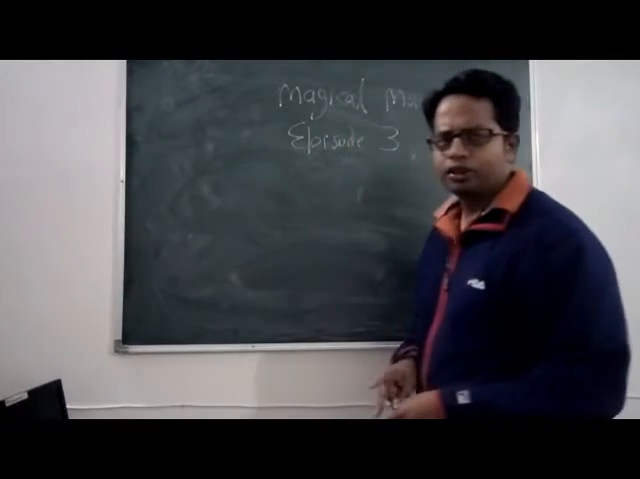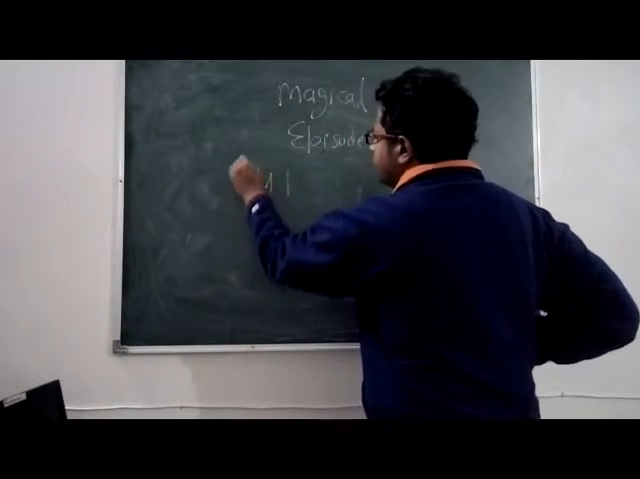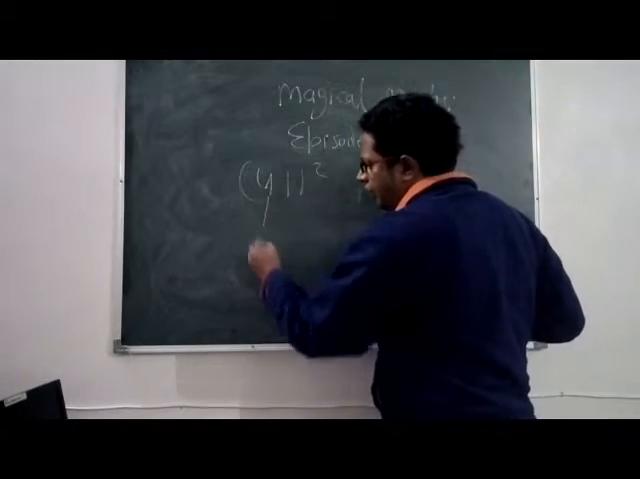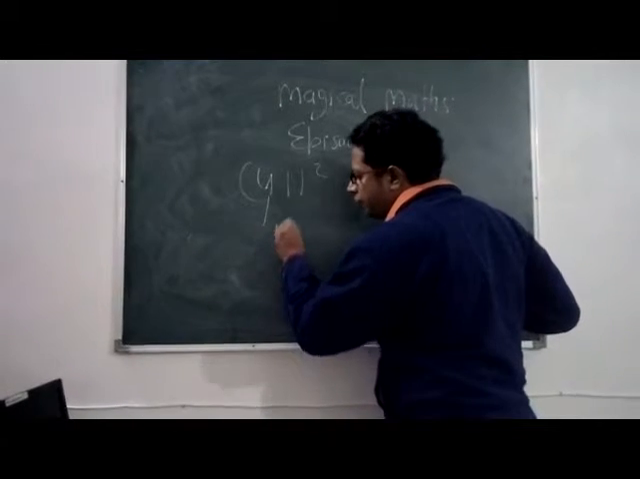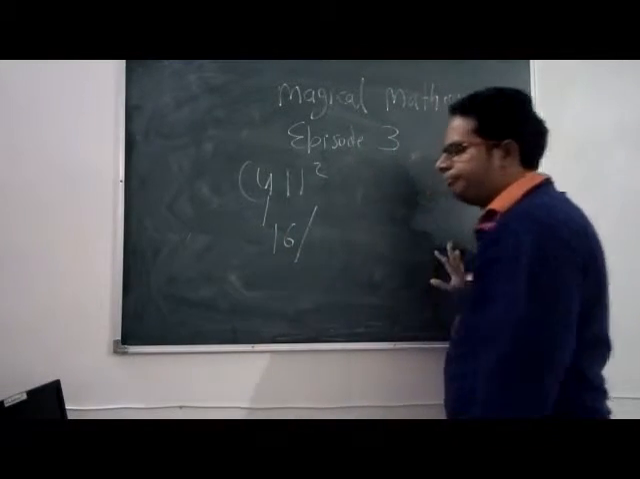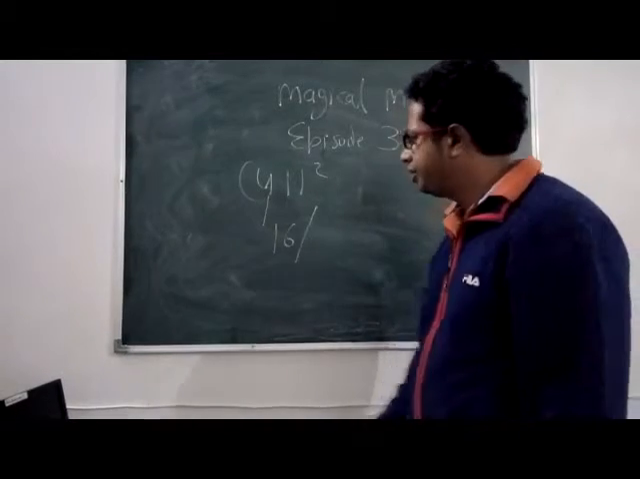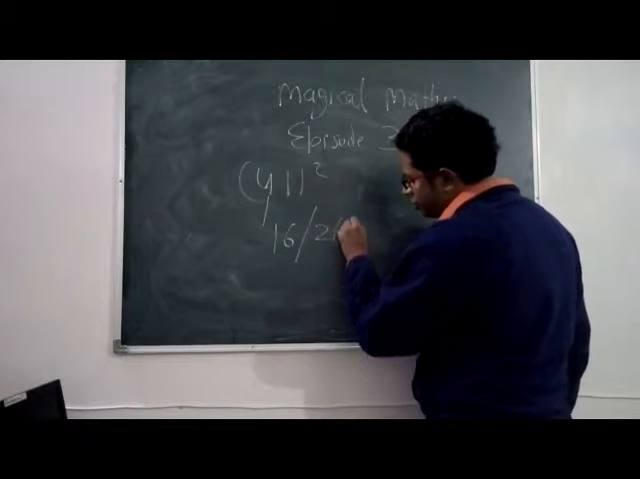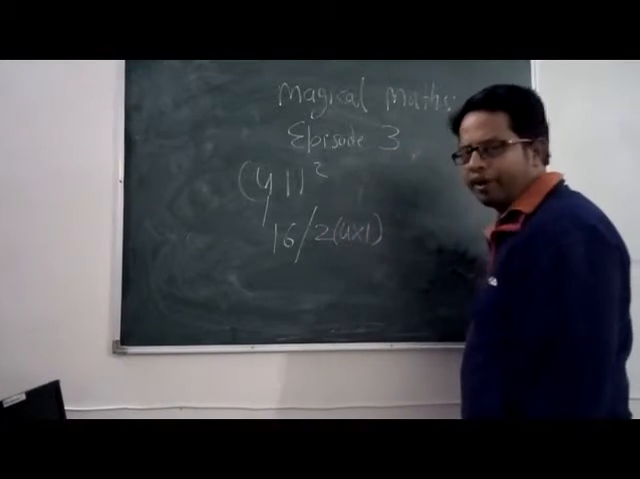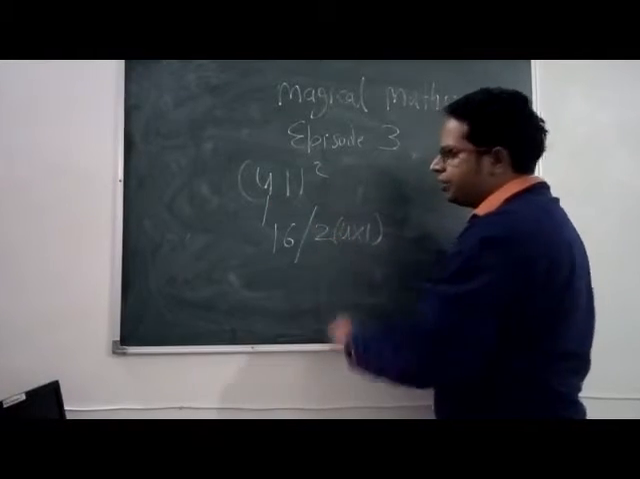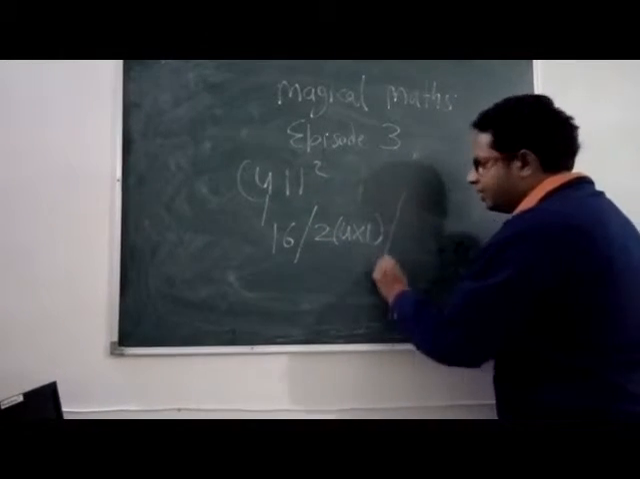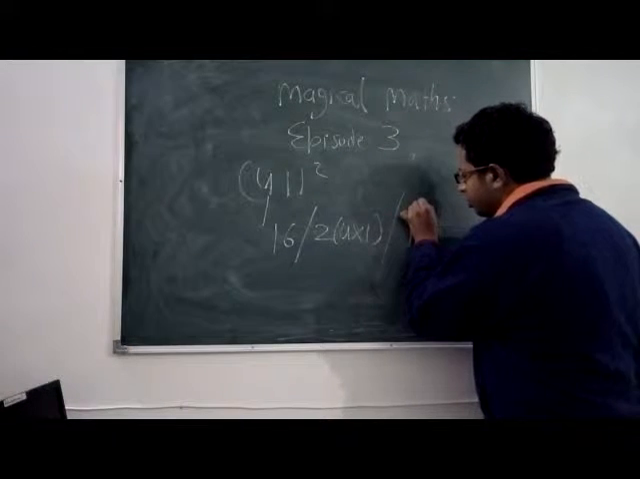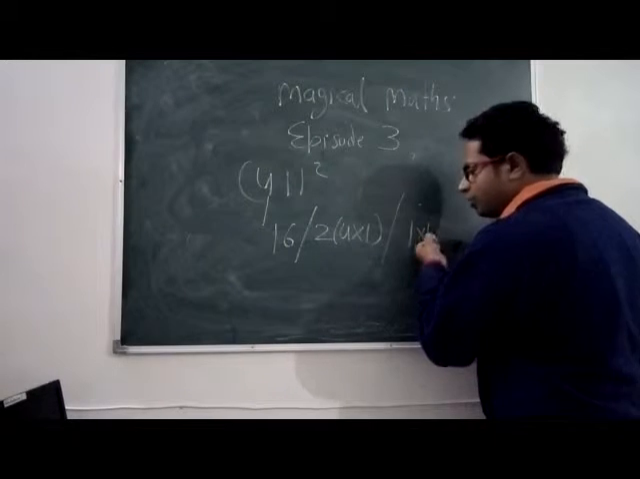For example, I have to find the square of 41. 41 square. So how do you do it? First we have to write the square of 4. The square of 4 is 16. Place a slash here, right? And now you have to multiply 4 into 1. You have to multiply these two with 2, right? And last you have to square 1. 1 square is 1 into 1, which is 1, right?